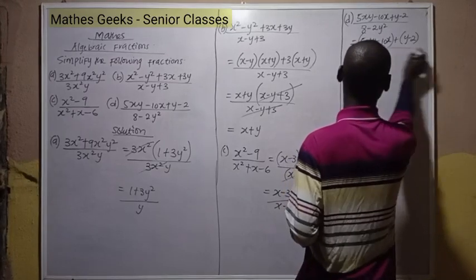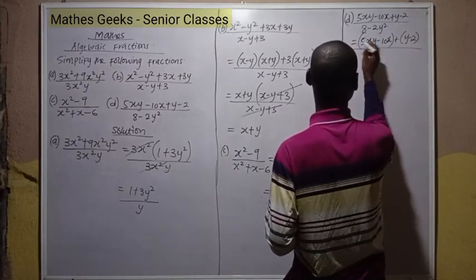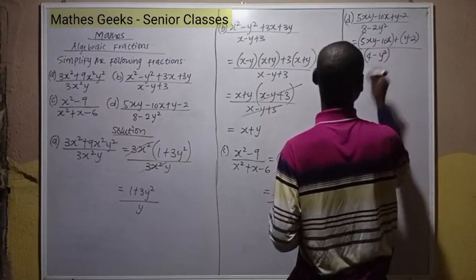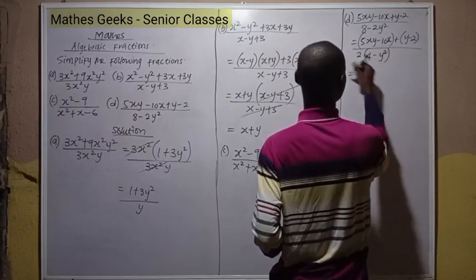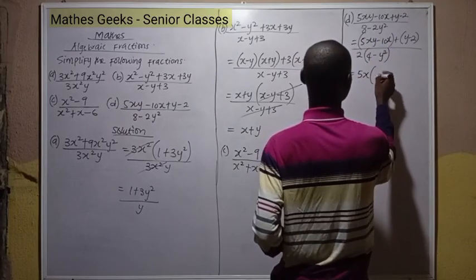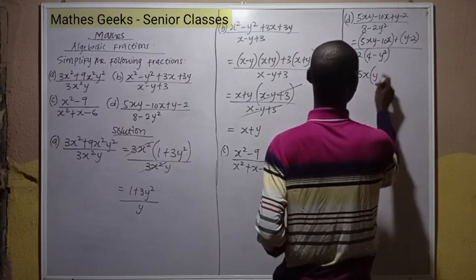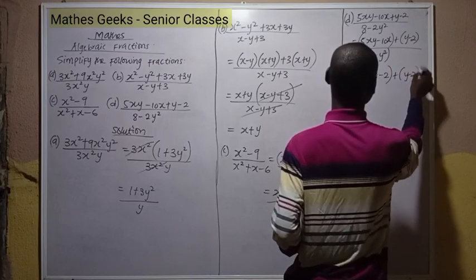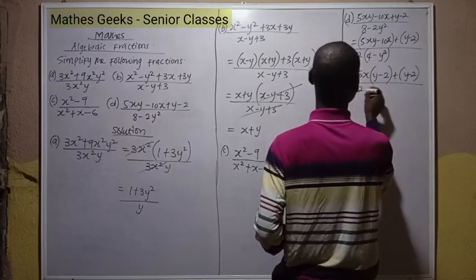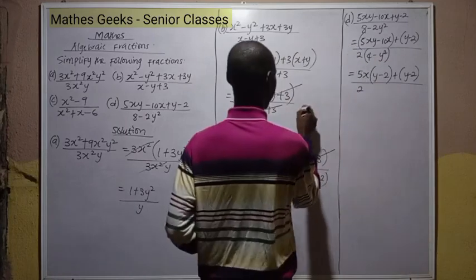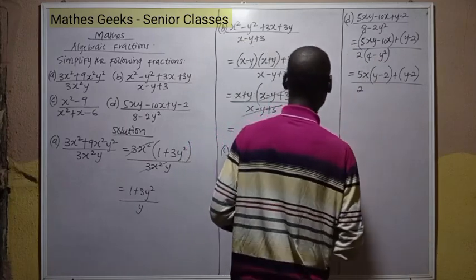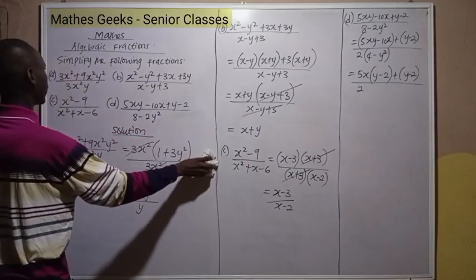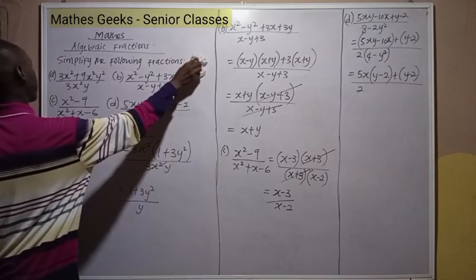Here we can factor out the 2, it's common, and then you have 4 minus y squared. And we proceed: we factor out 5x, so this gives us y minus 2, plus y minus 2. Now this is difference of two squares, so I'm going to wipe this part of the board and work that out.